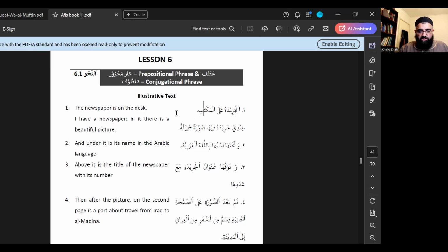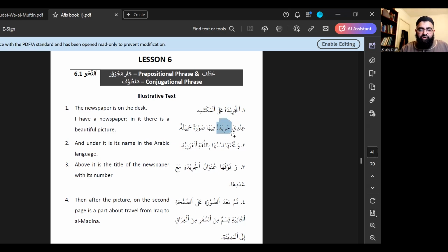Is a newspaper. Here, indi is another word that's used in a jar majroor. Indi, this ya means mine. So together we take this and say it's like jar majroor, similar to ala al-maktabi. Indi, with me, is a jarida, a newspaper. So a translation is: I have a newspaper. Inda is literally with, and ya is me. So jarida, with me, is a newspaper.